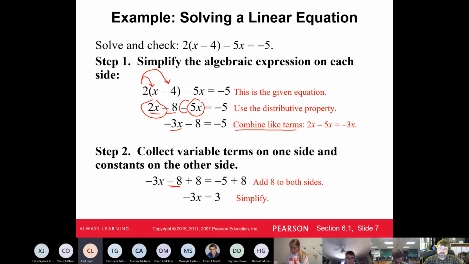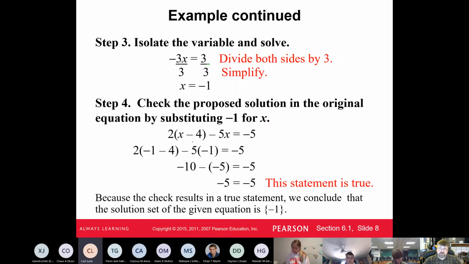We want to get rid of that negative 8. So to do that, we add 8. We add 8 to the left, so the addition property of equality says we also have to add 8 to the right. So we have negative 3x plus 0, or just negative 3x, equals negative 5 plus 8, which is 3. So we see now that negative 3x equals 3. So we're ready now to isolate our variable.